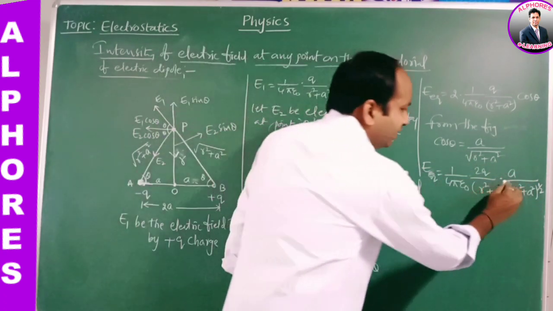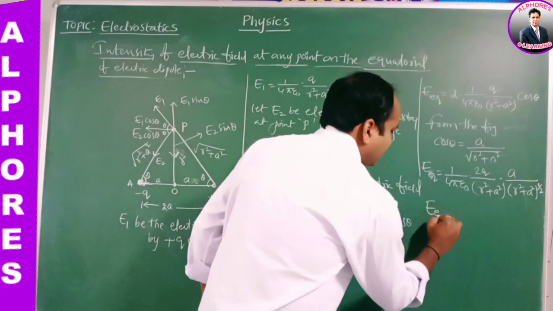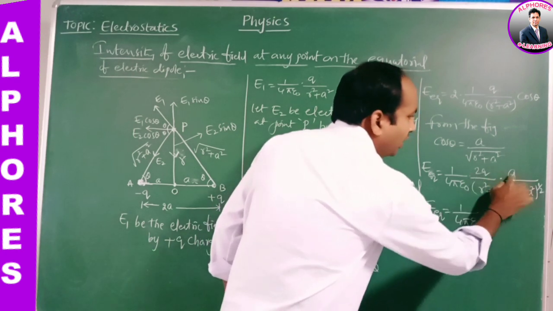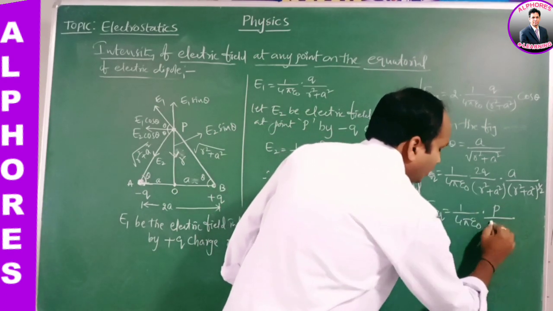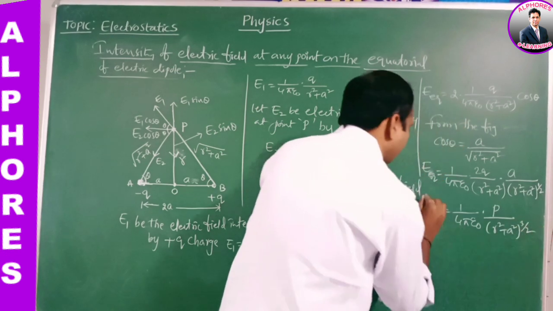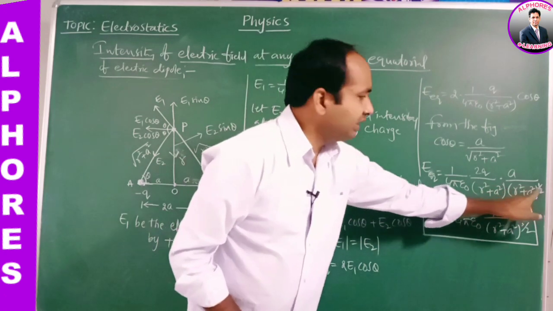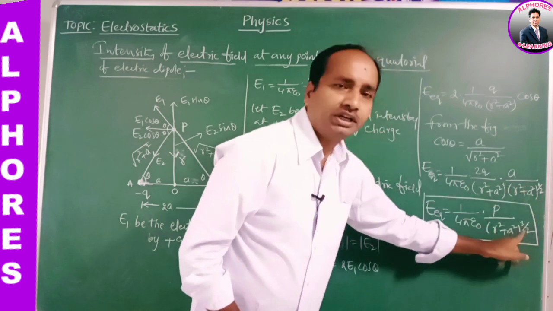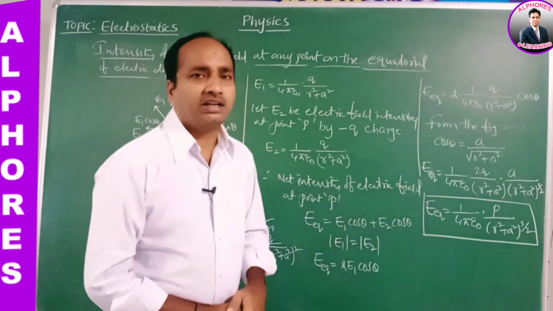Now here the power is 1, here 1 by 2. If you add these two terms, what do you get? Intensity of electric field on the equatorial line is 1 by 4 pi epsilon naught, 2AQ, and 2AQ can be written as P, P by (r square plus a square) whole to the power of 3 by 2. Here the power is 1, here the power is 1 by 2. If bases are equal, we add the powers, 1 plus 1 by 2 is 3 by 2. So this is the intensity of electric field at any point on the equatorial line.